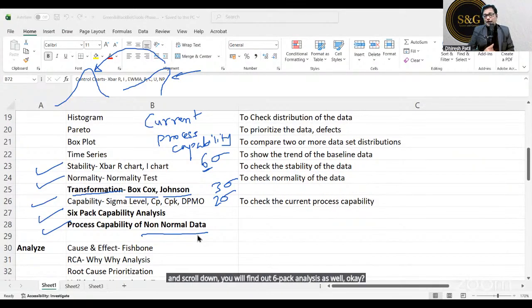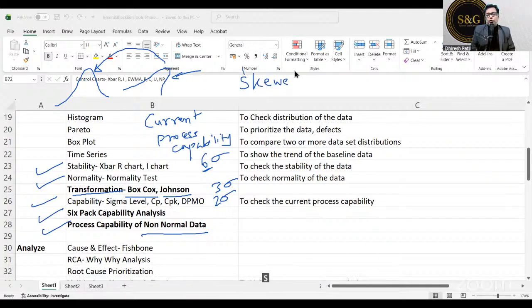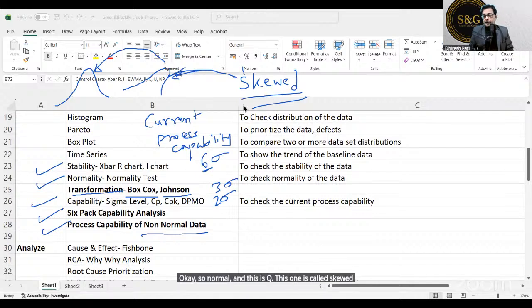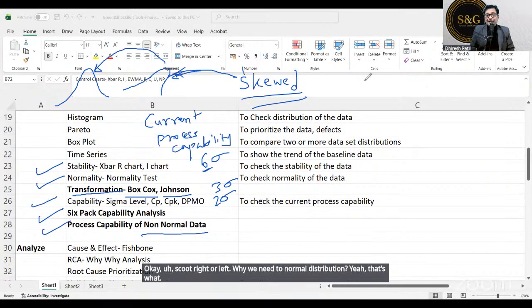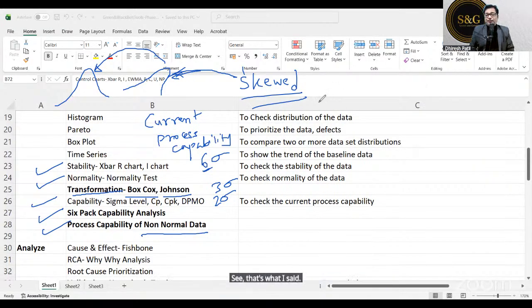Okay. If the data is already skewed, S-K-E-W-E-D, skewed. So this is normal and this is skewed. This one is called skewed data. Skewed right or left. Why do we need the data to be normally distributed? That's what I said. If the data is not normal.